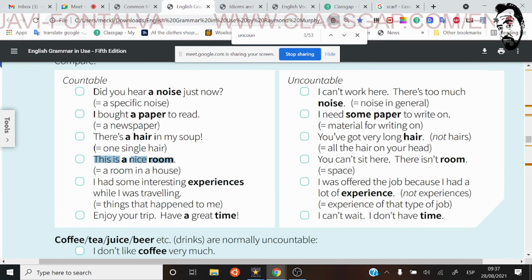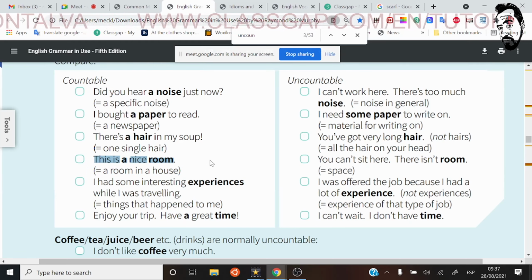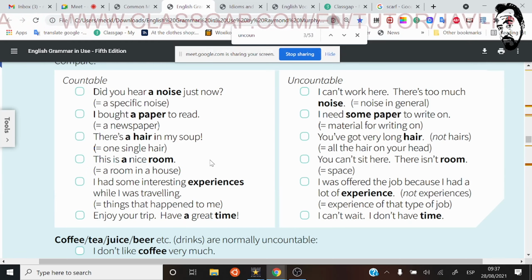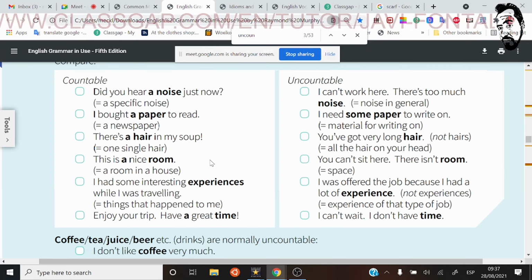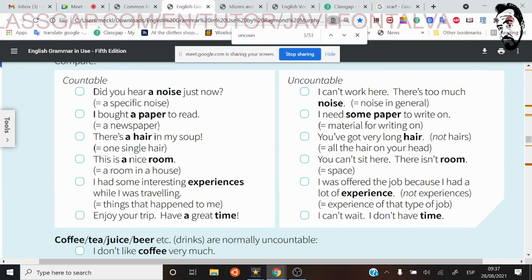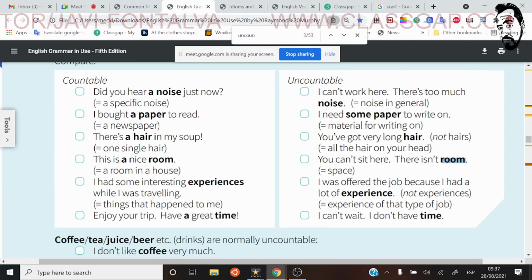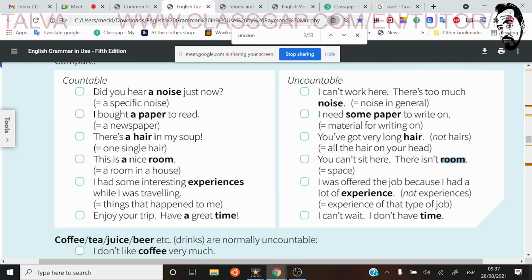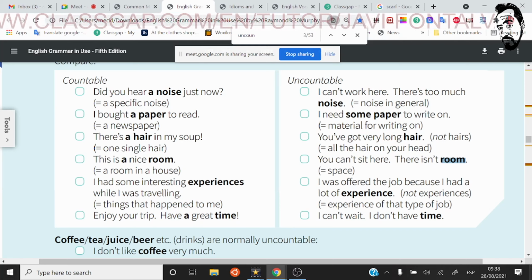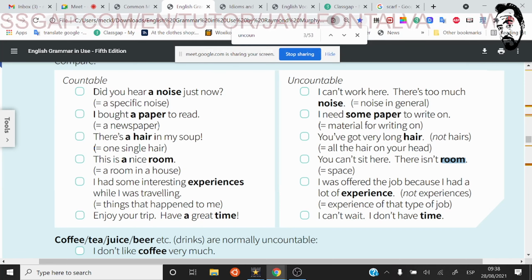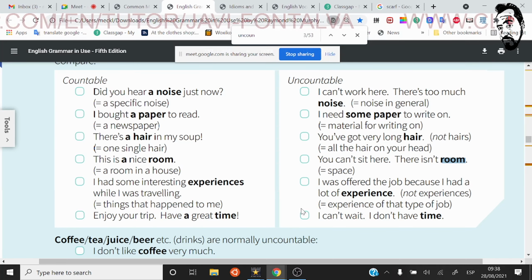Next one. This is a nice room. When we say a room, we mean the room of a house. Next one. You can sit here, there isn't room. If you talk about room, we mean space. So notice the difference between a room and room. They're different. Can I say there isn't space?